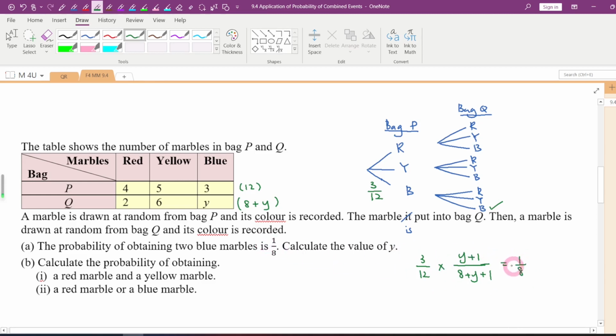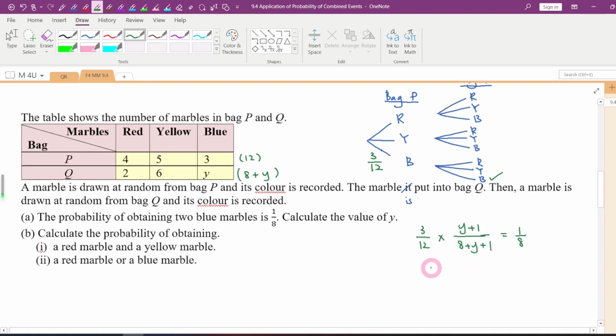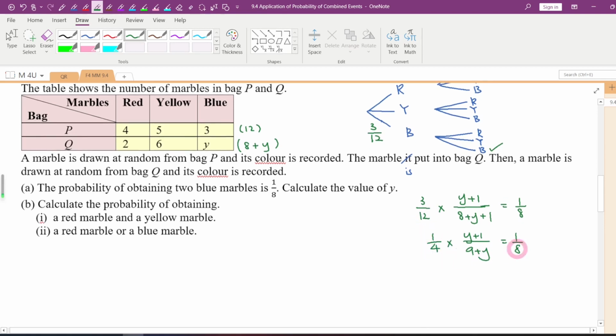What we are going to do is solve this equation to get the value of y. So this is actually equal to 1 over 4 times y plus 1 over 9 plus y. Okay, this is multiply, right? Bring it to the other side, it will become divide. 1 over 8 divided by 1 over 4. Dividing by 1 over 4 is actually equal to times 4 over 1, right?